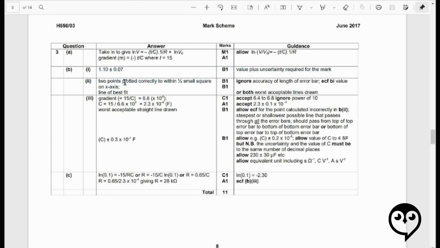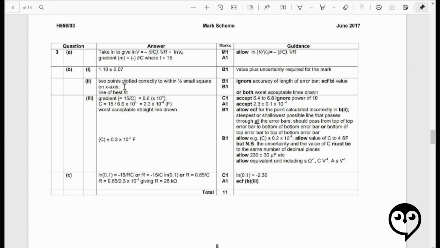So here you get 2 points for correctly plotting within 1/2 of a small square, and you get a mark for a line of best fit. Ignore accuracy, length of the error bar, but if it's really bad, you might have some bad slopes and stuff. I think you get error carried forward on that. I'm not sure. And I don't get what this is. Or both worst acceptable lines drawn. I don't know what that means.